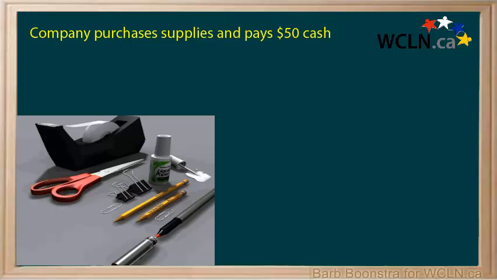Now for a third example. The company purchases supplies for $50 cash. The two accounts affected are office supplies and cash. Office supplies is an asset account and cash is an asset account. Office supplies increase by $50 and cash decreases by $50.